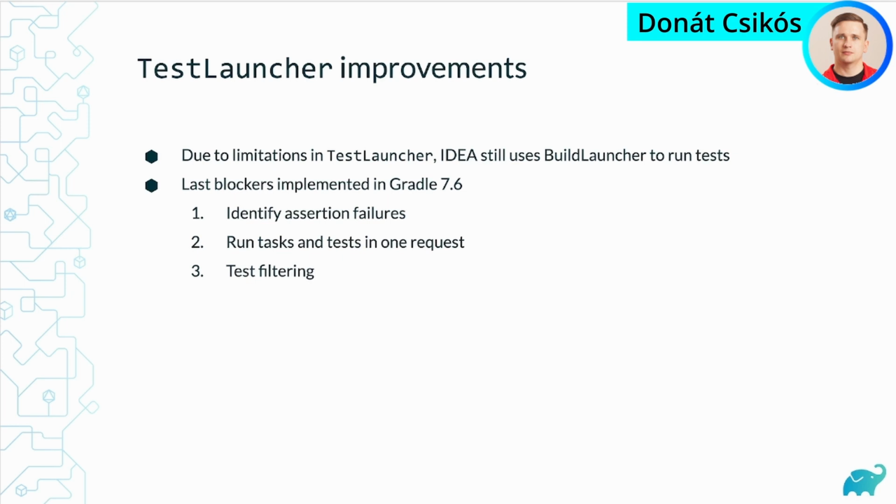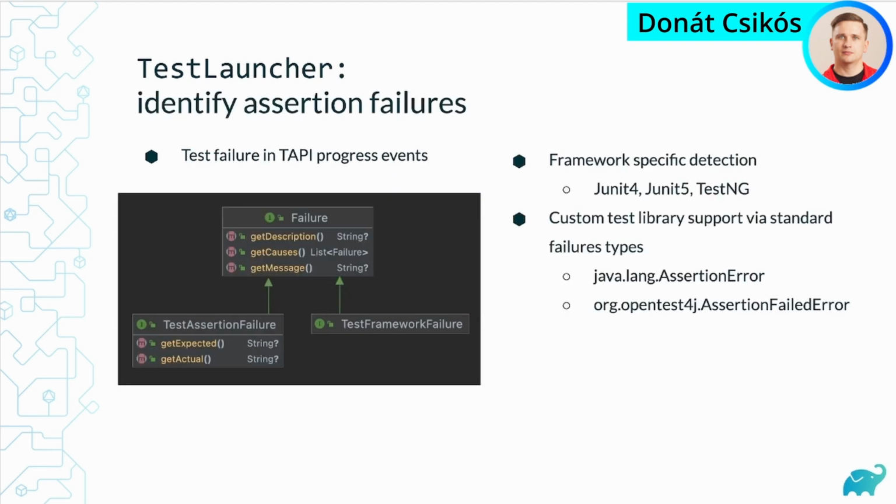Now let's talk about the test launcher improvements. Due to limitations, the IDE still uses task execution combined with init scripts to launch tests with proper filters. The biggest problem with that is that this breaks the configuration cache when the init script changes. In Gradle 7.6, we implemented all the missing features to identify test assertion and test framework failures, to run test tasks along with other tasks, and to declare custom test filtering. Let's see the test failures.